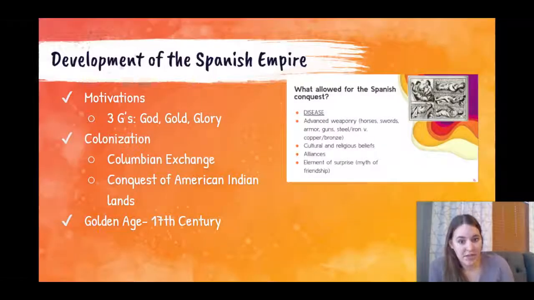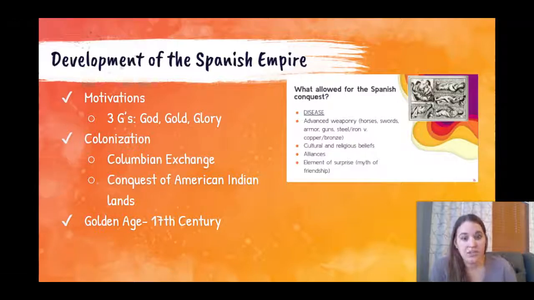So the development of the Spanish Empire, if you remember, really comes from the three G's. Their motivations were God, to convert natives to Catholicism, to find gold or wealth, and glory, to obtain glory for themselves and for Spain.